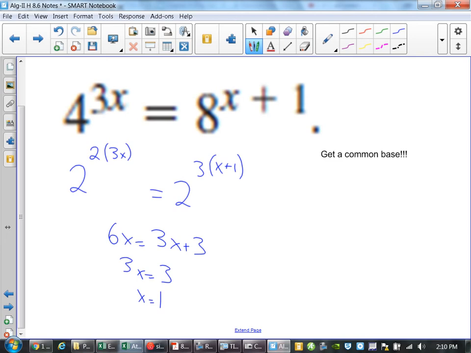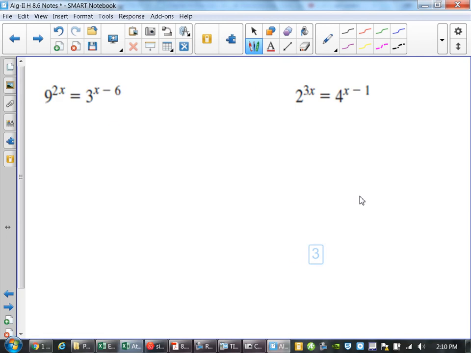How did you get the 2 times 3x out of 5? No. I rewrote the 4 as a base 2. Oh, I see. I just wrote that, same thing with the 8, wrote it as 2 cubed. Right. Same idea here.